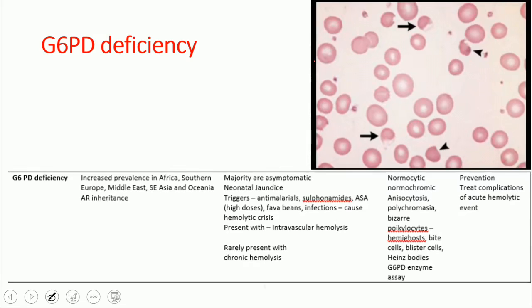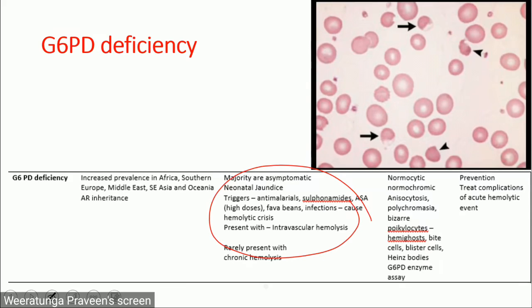Here I have given a big list, especially antimalarials. Primaquine and tafenoquine, very related drugs, and also things like sulfonamide antibiotics, salicylic acid, aspirin in high doses, right? These can trigger off hemolysis. And if you look at the blood film, there are typical bite cells, blister cells, and there are Heinz bodies.